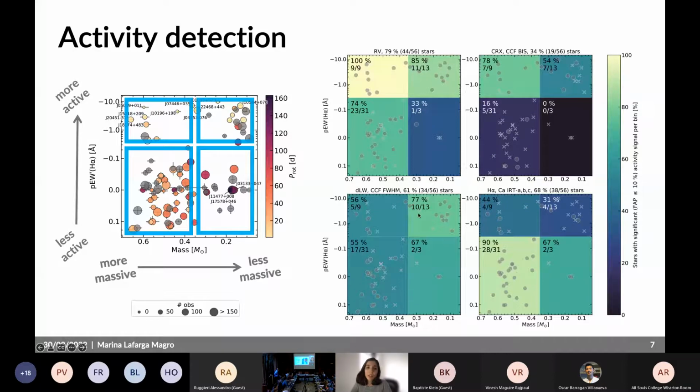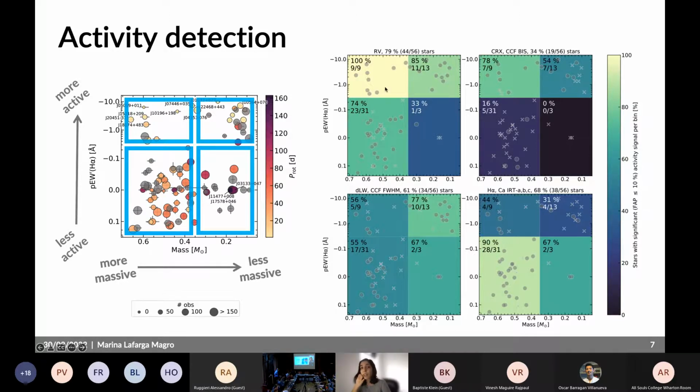Left of this one, bottom left here, I have the result that we got for the differential width and the width at maximum, and in this case, these indicators seem to work more or less well for all of the stars, so about half of the stars in all the bins seem to show a signal.